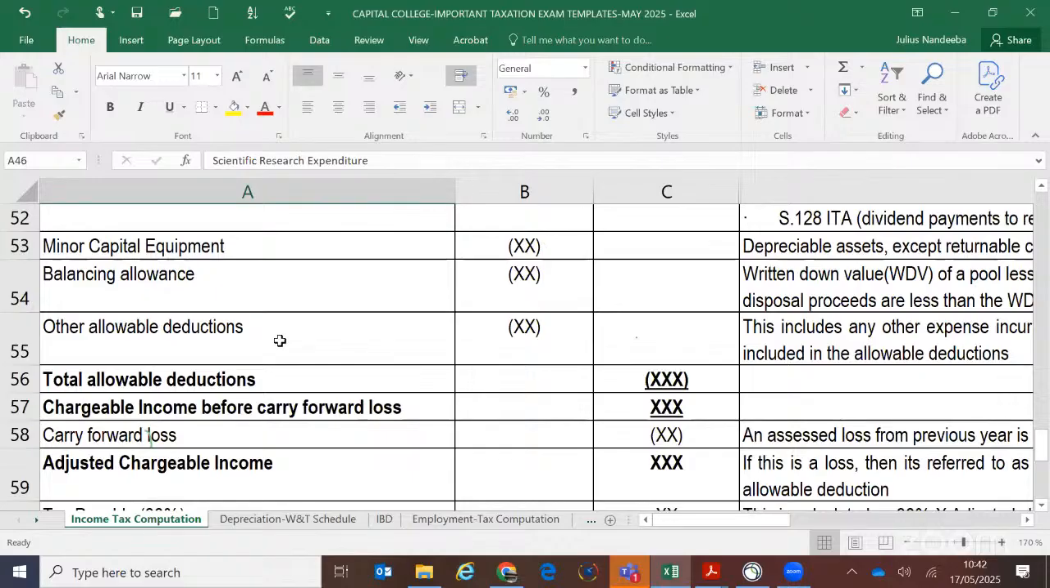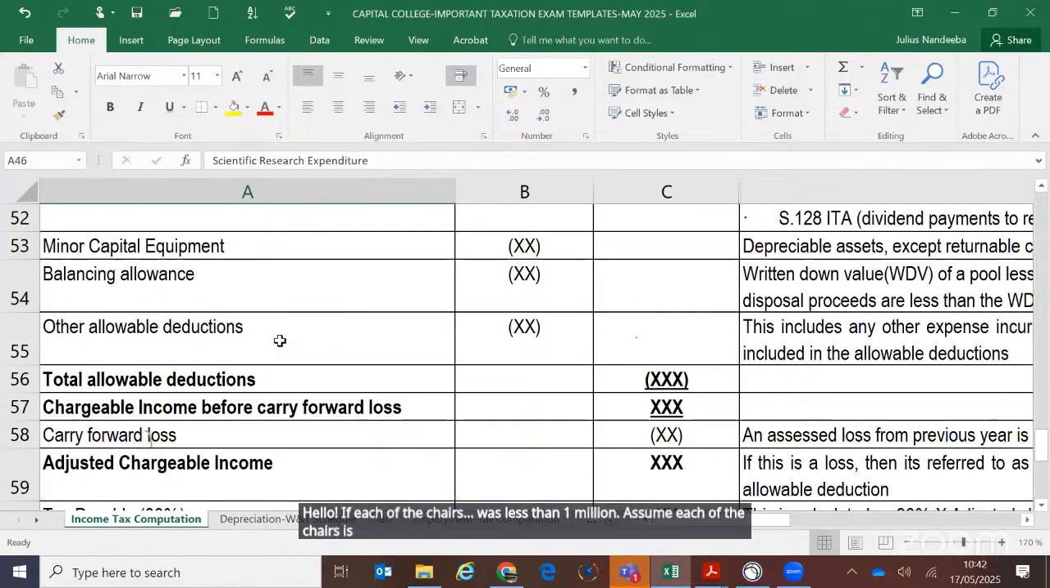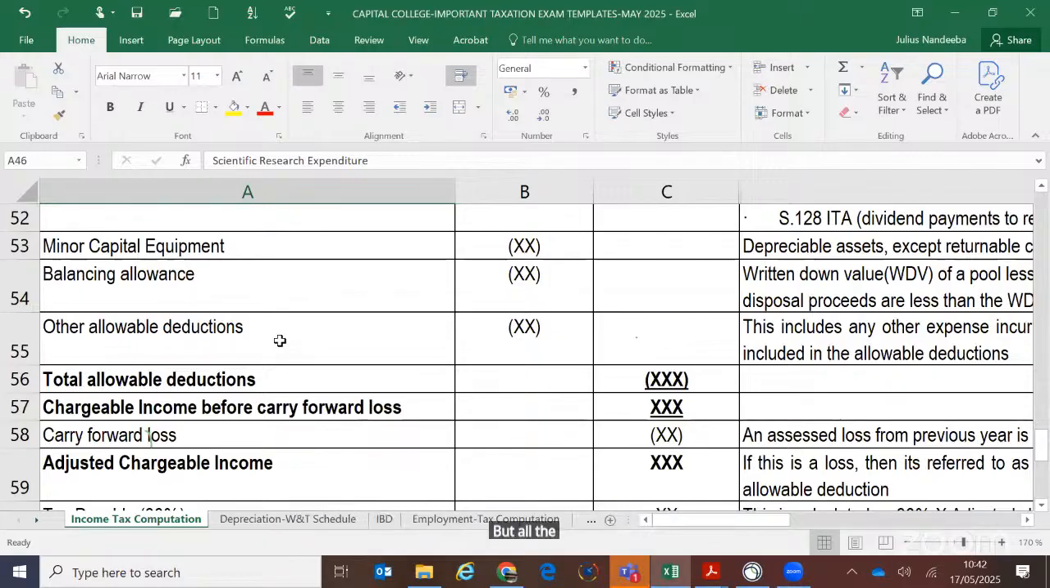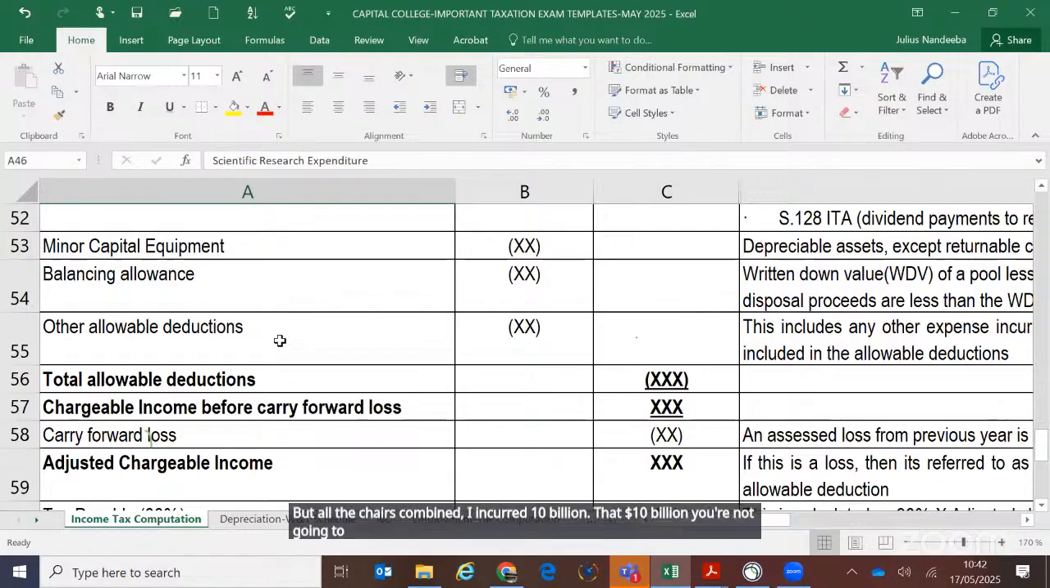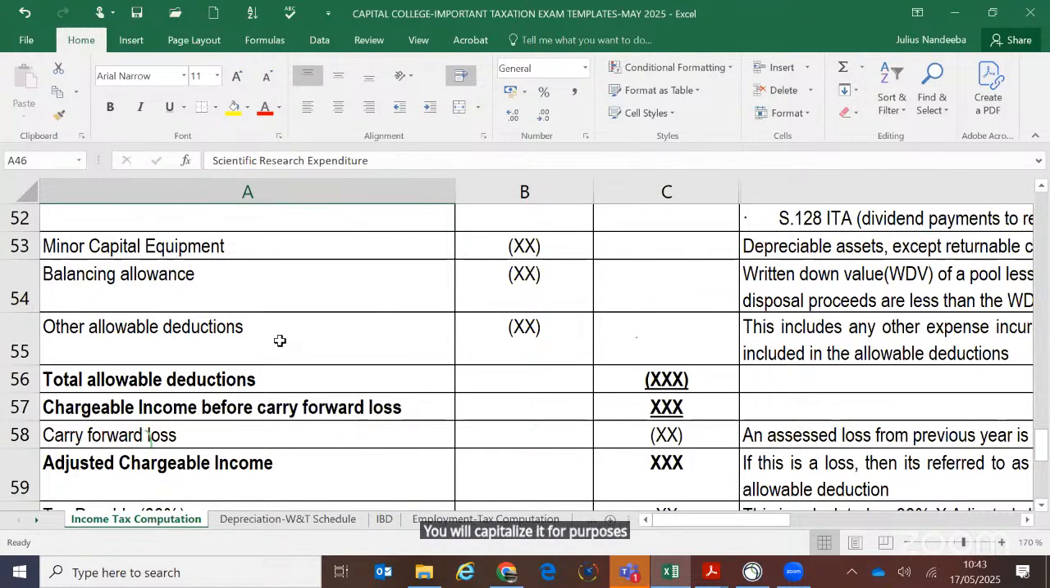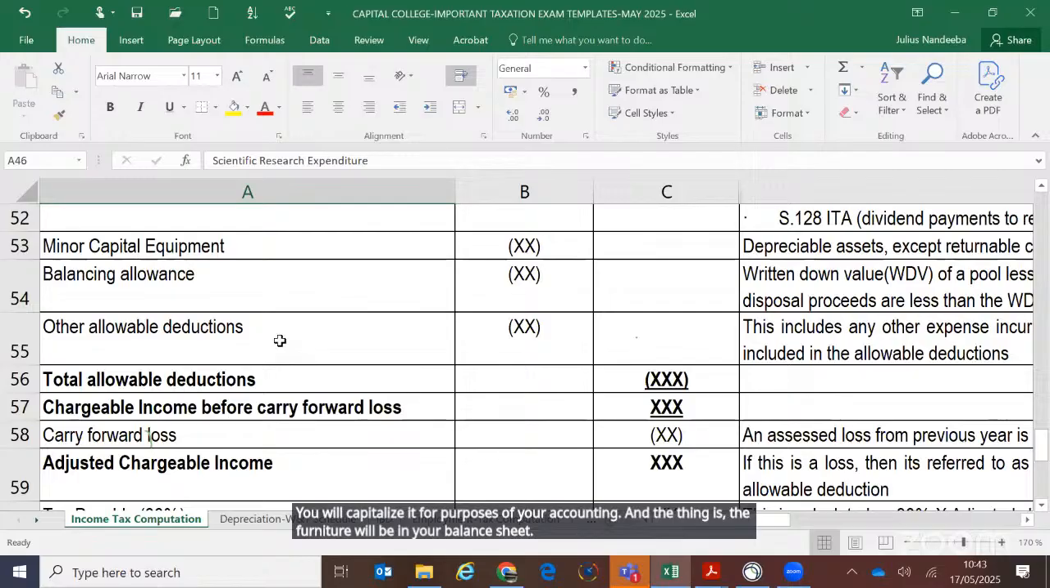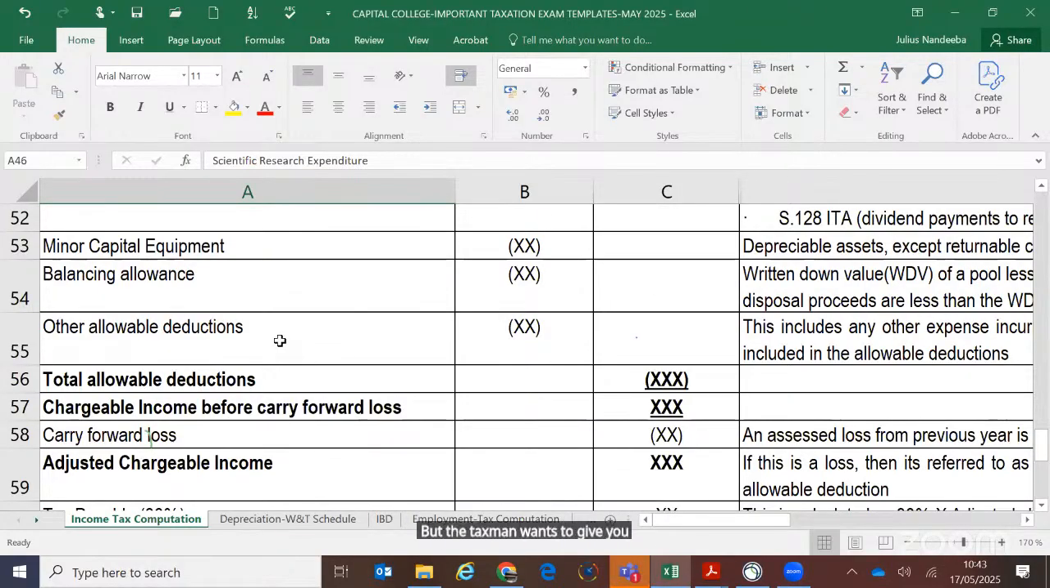If each of the shares was less than 1 million, assume each of the shares is 700,000, but all the shares combined, I incurred 10 billion. That 10 billion, you're not going to capitalize it for purposes of taxation. You will capitalize it for purposes of your accounting. And the shares, the furniture will be in your balance sheet. But the taxman wants to give you an outright deduction called minor capital equipment. So all that 10 billion will be brought under the allowables at once.